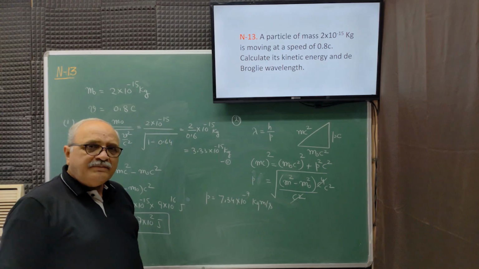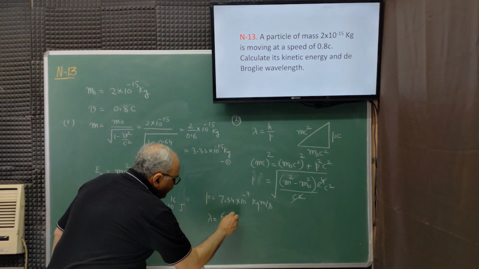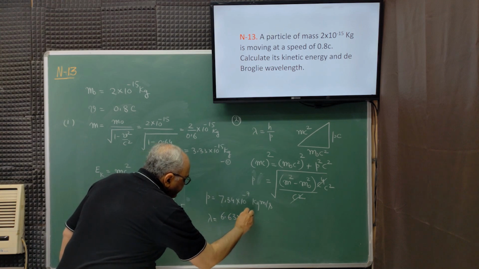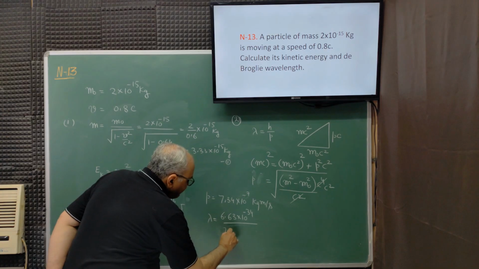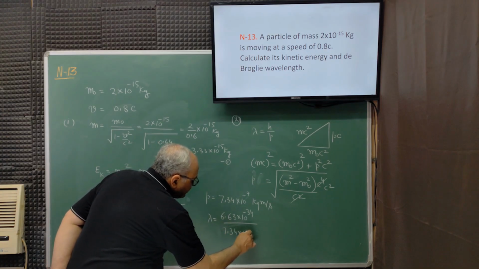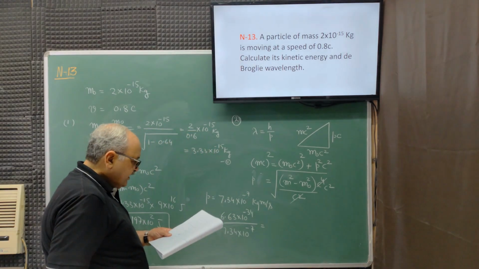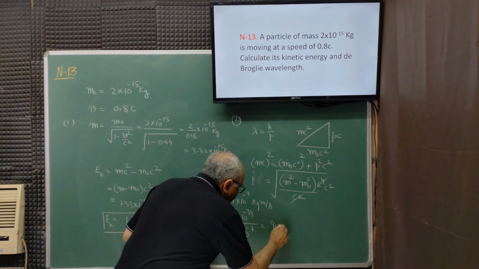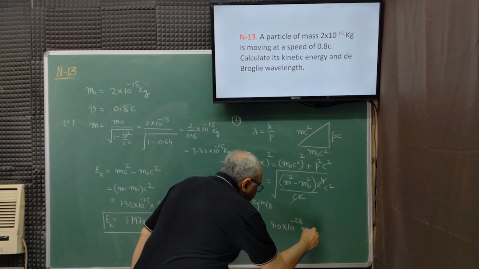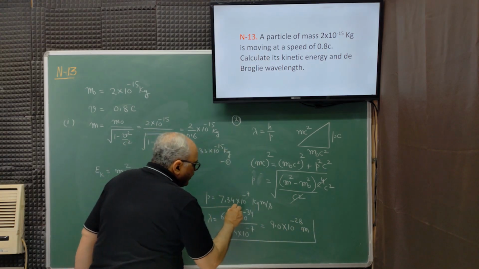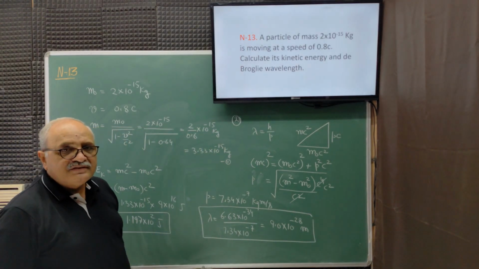So once the momentum is known to you, you can go for the de Broglie wavelength: h, that is 6.63 times 10 to the power minus 34, divided by the momentum, 7.34 times 10 to the power minus 7. This wavelength is now 9.0 times 10 to the power minus 28 meter. So this is the de Broglie wavelength, and this was the kinetic energy of this particle.